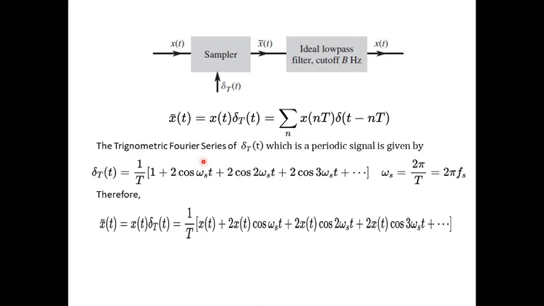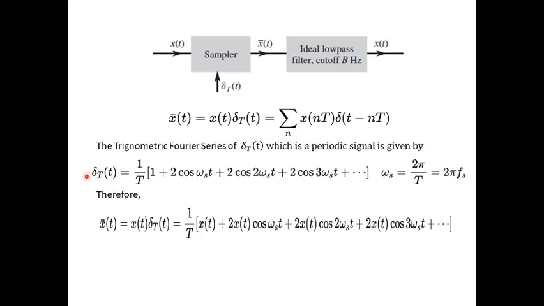Hence, the trigonometric Fourier series of delta T of t is given by this expression. This expression can be easily verified if you refer to the Fourier series of a periodic train of impulses. So here it is 1 by T into 1 plus 2 cos omega s t plus 2 cos 2 omega s t, and it goes on till infinity, where omega s is nothing but the sampling frequency in radians. So omega s is equal to 2 pi by T, which is equal to 2 pi fs, where fs is the sampling frequency in hertz.